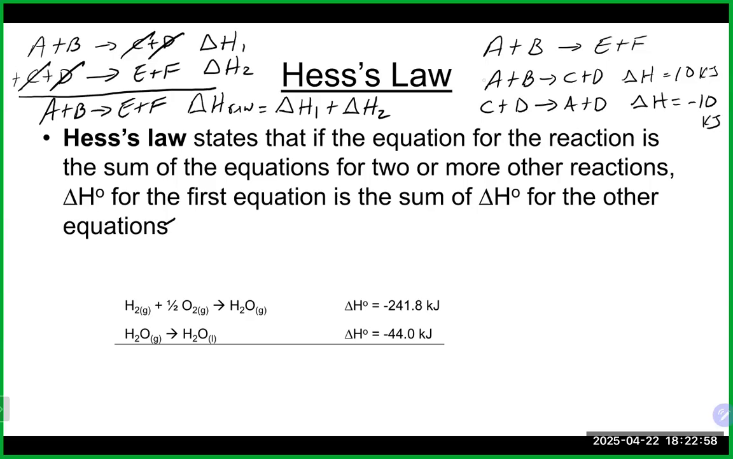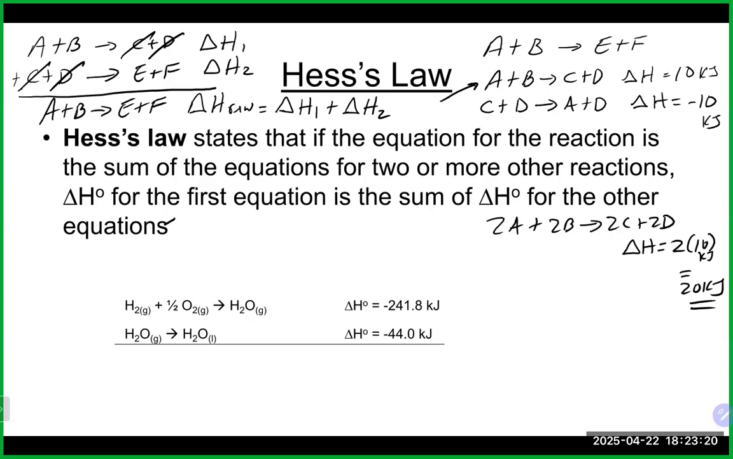Also, if you needed to, for example, multiply this by a common number, like 2A plus 2B goes to 2C plus 2D, for the delta H, you multiply that also by that number, and that would give you 20 kilojoules in this particular case.